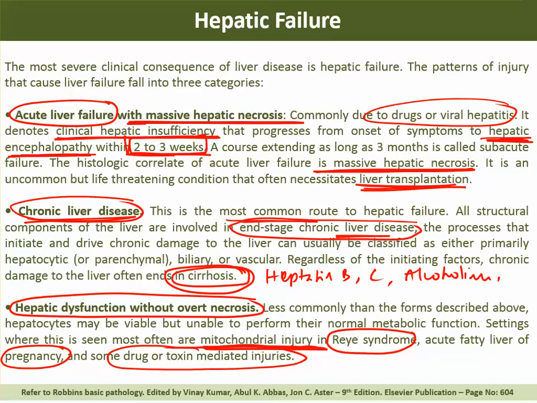If you give paracetamol, Calpol, the commonest used analgesic, that will damage the mitochondria of the liver. Then they will go for liver dysfunction. But this is reversible. If there is necrosis, then it will not be reversible. So these are the three most important types of liver failure: acute liver failure with massive necrosis, hepatic dysfunction without necrosis, and chronic liver failure.